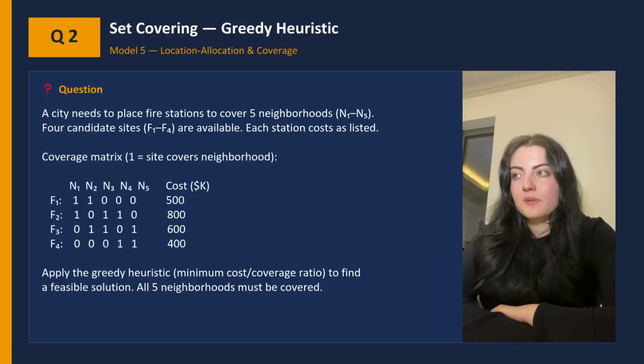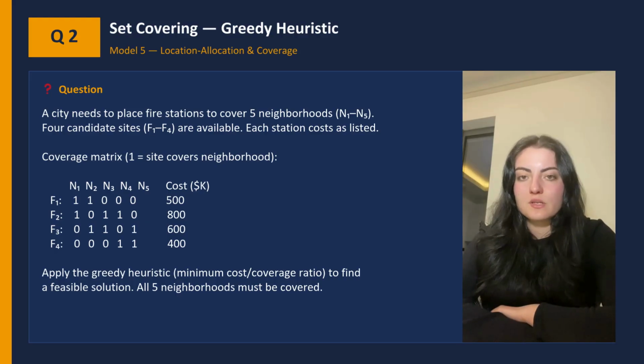In this problem, a city wants to place fire stations so that 5 neighborhoods are all covered. There are 4 candidate sites available and each site has both a cost and a specific coverage pattern. So unlike the previous question, we are not deciding shipment quantities. Instead, we are deciding which sites to open. The method used is a greedy heuristic based on the minimum cost per coverage ratio.